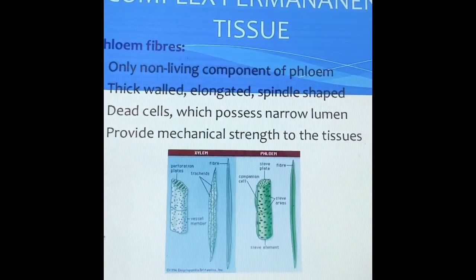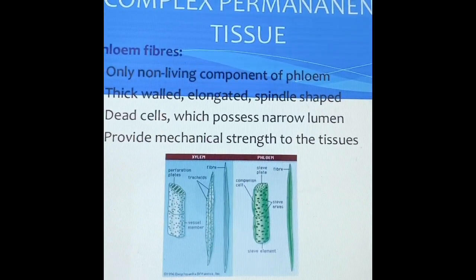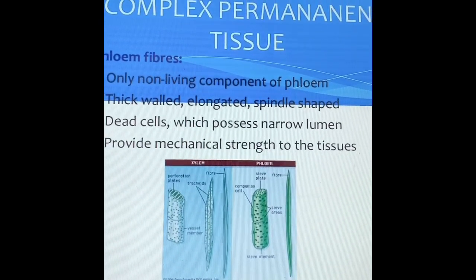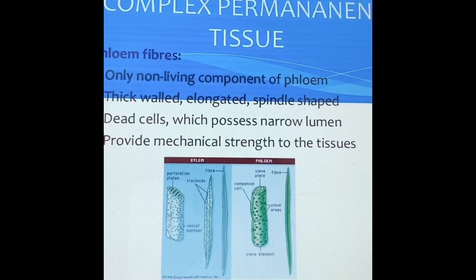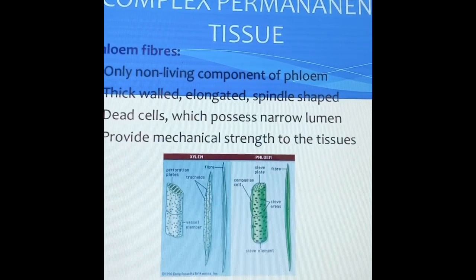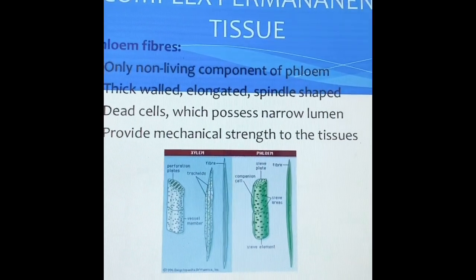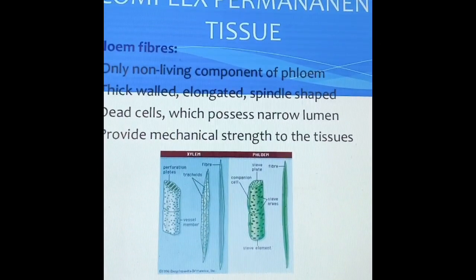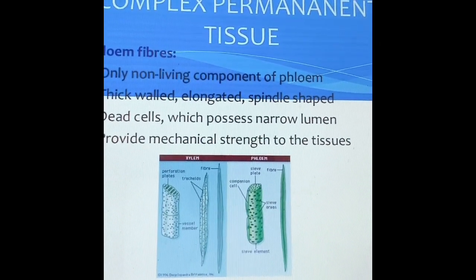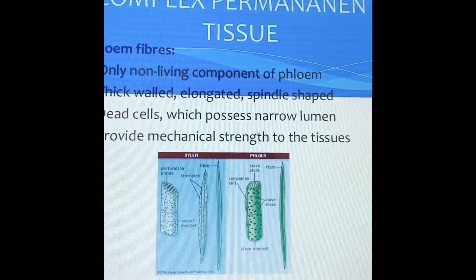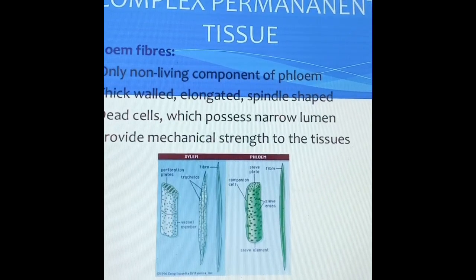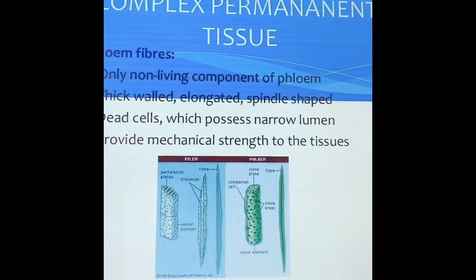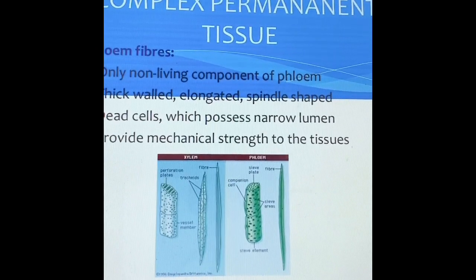Lastly, talking of the phloem fibers, they are also known as bast fibers. They are the non-living component of phloem, made up of dead cells, and they are a source of commercial fibers like jute, hemp, flax. These are very strong fibers, and they help in providing mechanical strength to the tissues. Now I'll give you a diagram showing the arrangement of the cells in phloem, and I want all of you to draw this diagram so that it will be of help to all of you.